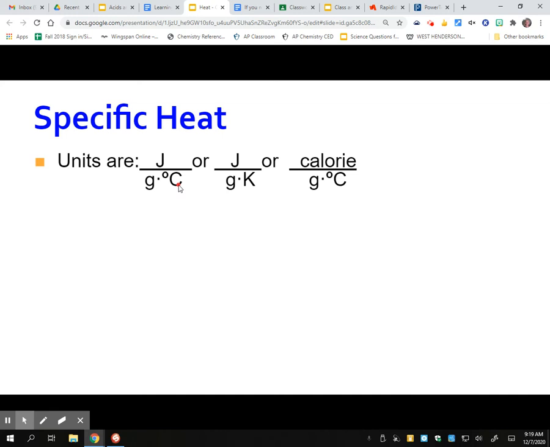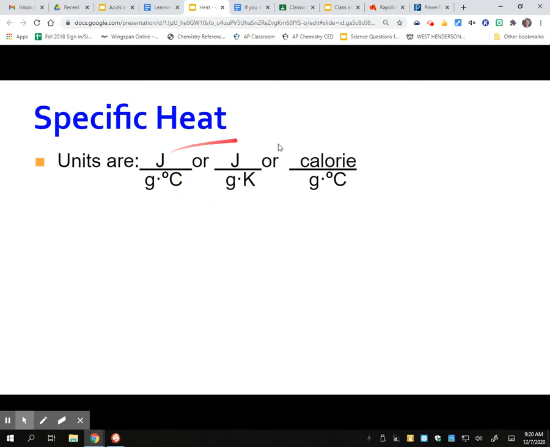Water has a very high specific heat. It's like 4.18. While other substances like mercury has a specific heat of 0.14. It doesn't take a lot of heat to raise 1 gram 1 degree C for mercury, but it takes a lot of heat for water.